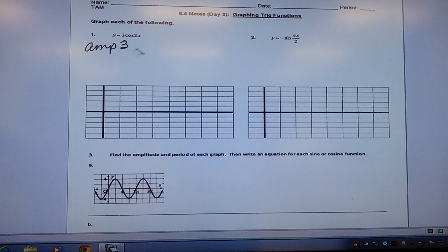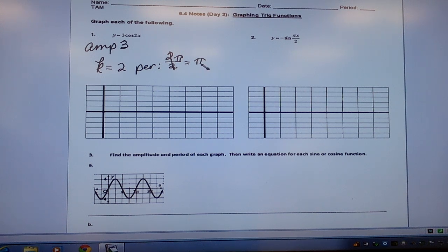Then the next thing we need to find is k. So looking here, what's in front of x is 2. So k is 2. We use k to find our period. By k being 2, our period is going to be faster than 2 pi, which is the normal period of cosine. So to find our period, we put 2 pi over k, which is 2. The 2's cancel and we end up with a period of pi.